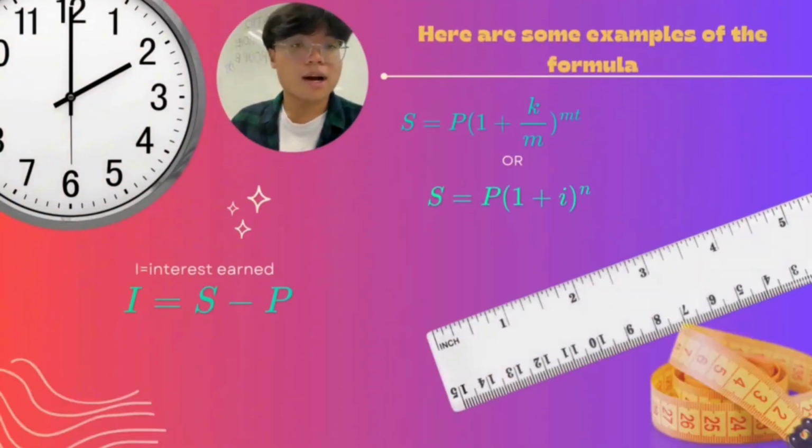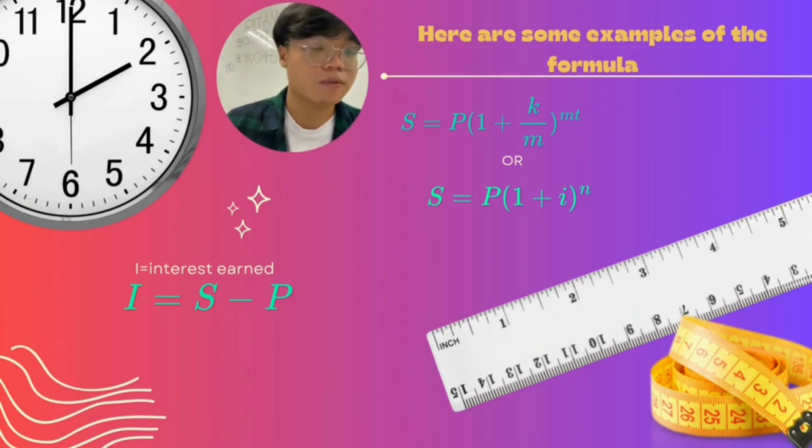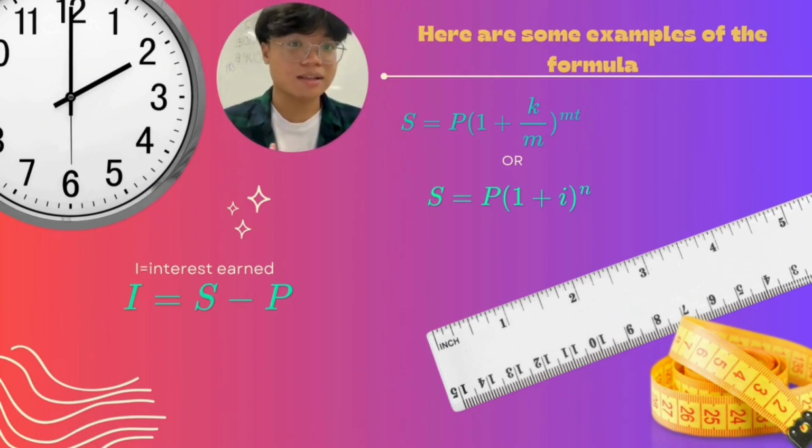So here are the formulas that we use in this topic. S equals P in brackets 1 plus K over M, close bracket, to the power of MT, or we can use S equals P in brackets 1 plus I, close bracket, to the power of N. These are the formulas that we usually use in this topic. And to find the interest earned, I equals S minus P, and that is for compound interest.